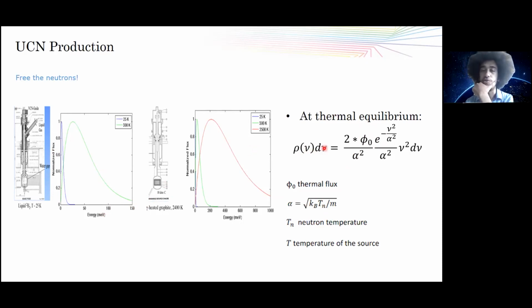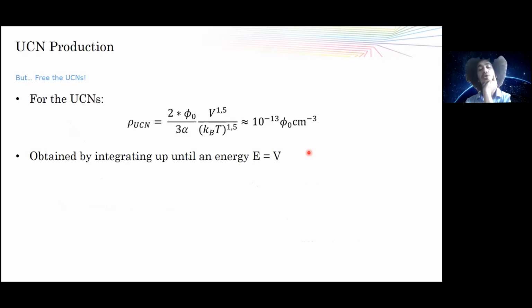But if you take this expression and move on to the ultra-cold neutrons, and you integrate it from a starting energy up to an energy of E equals V, that means that you are looking for the density of neutrons that can be trapped inside of a potential that has the walls as high as this V value. And you have this expression at the end. So it depends on your thermal flux. So basically it depends on how many neutrons you have at a certain temperature when it is at equilibrium.